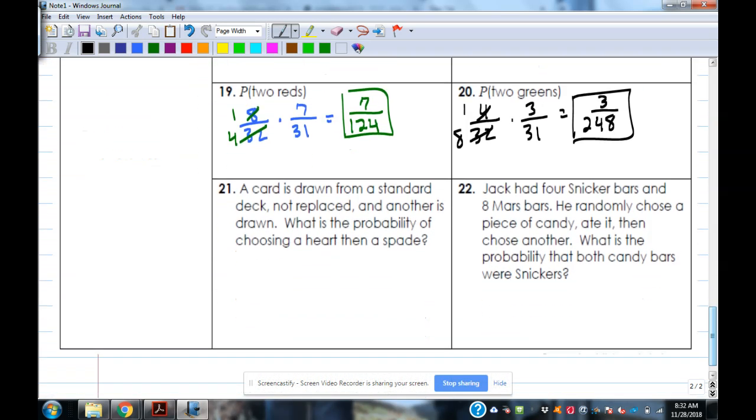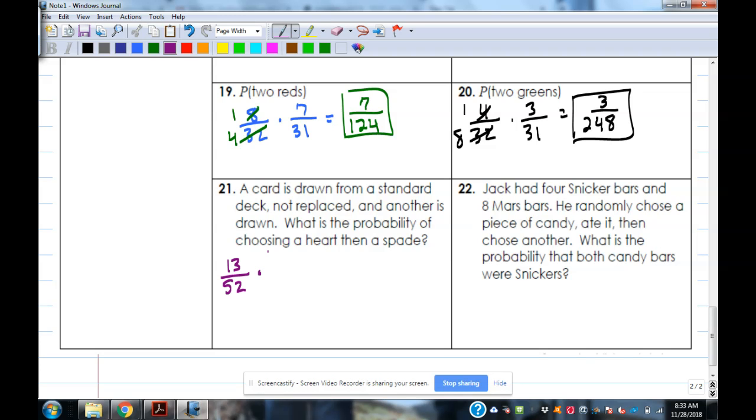All right. 21. Different situation. We're dropping the idea of the crayons in the bag. We're going to a card. Card drawn from a standard deck. Remember we talked about that Monday, what a standard deck has in it, and not replaced. And then another card is drawn. What's the probability of choosing a heart, then a spade? Okay. So what's the probability on the first draw of picking a heart? 13 out of 52.